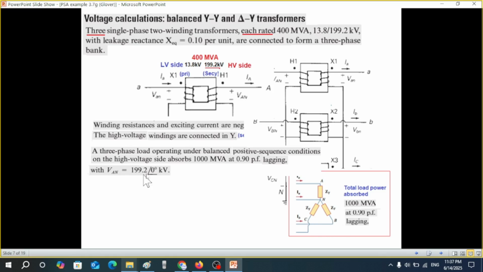Also VAN, this VAN we already know is 199.2 kV. So it is 199.2 kV and the phase angle is taken as 0 because this is the reference phase angle. And then the question says that you have to determine VAN at the low bus if the low voltage windings are in Y or in delta. So let me explain this a little bit further.